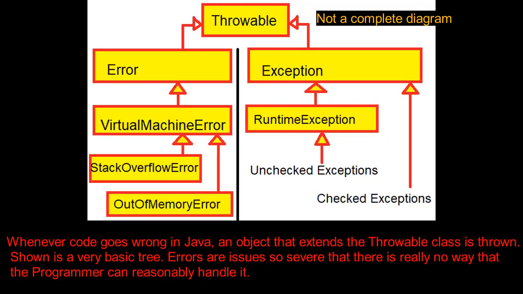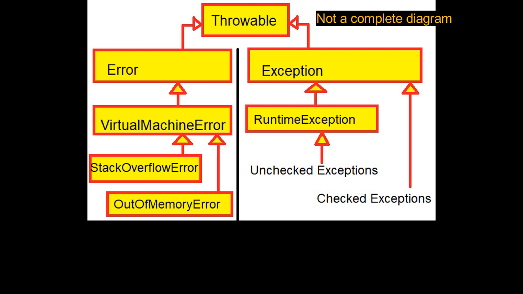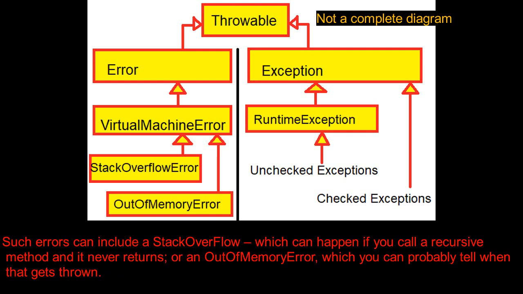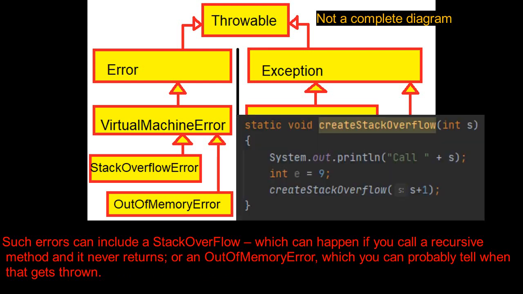Shown is a very basic tree. Errors are issues so severe that there is really no way that the programmer can reasonably handle it. Such errors can include a stack overflow, which can happen if you call a recursive method and it never returns, or an out-of-memory error, which you can probably tell when that gets thrown.